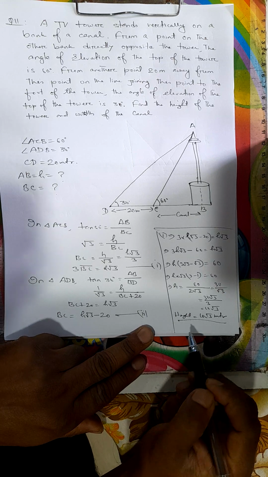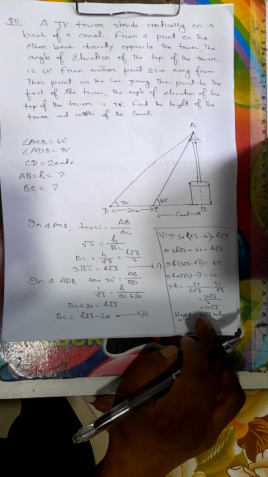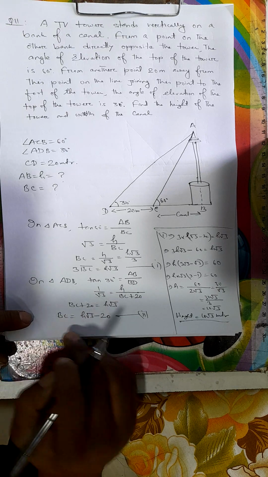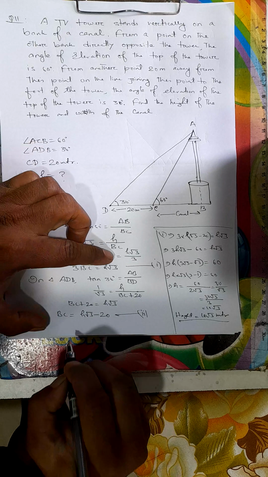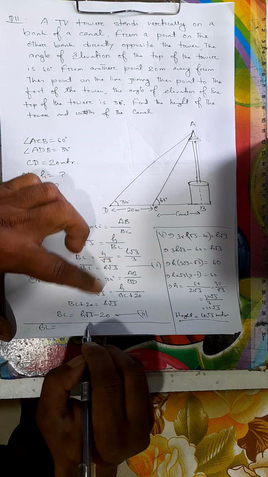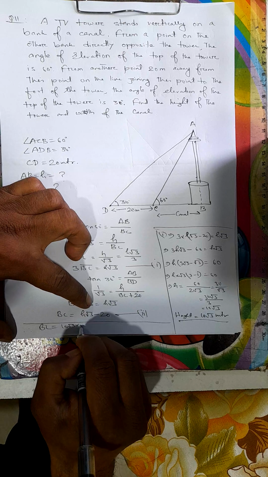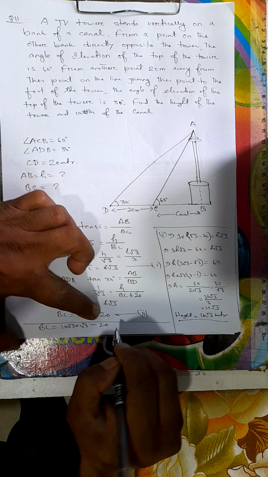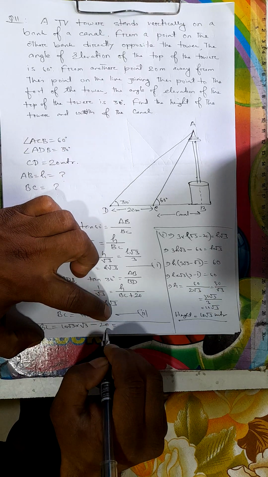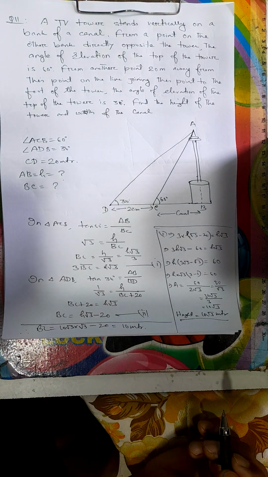Now you have to find the width of the canal. What is BC? Right? Now you can replace the value of H in this equation. Then you will get the width of the canal BC. So how do you get BC here? Therefore, BC equals H root 3 minus 20. H means 10 root 3, so 10 root 3 multiplied by square root of 3 minus 20. That means root 3 times root 3 is 3, 3 into 10 is 30, 30 minus 20 is 10. 10 meters. So the width of the canal is 10 meters.